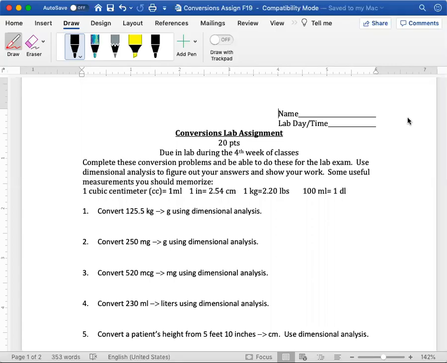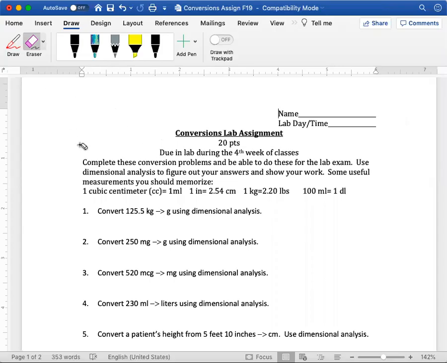Okay, so for the conversion lab assignment, this is worth 20 points. Sorry, guys. It's worth 20 points and it is going to be on your lab midterm exam. For the due date, look at your syllabus. In a normal semester, it's usually due the fourth week of classes. During summer, it's usually due in a couple of days.